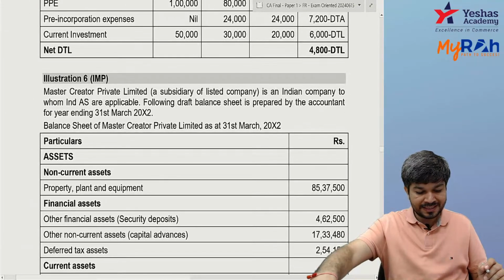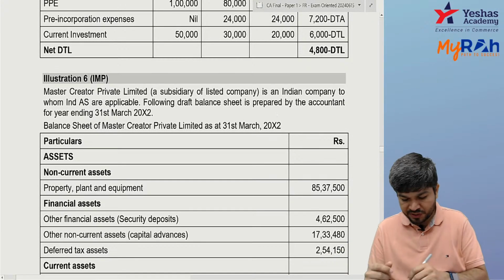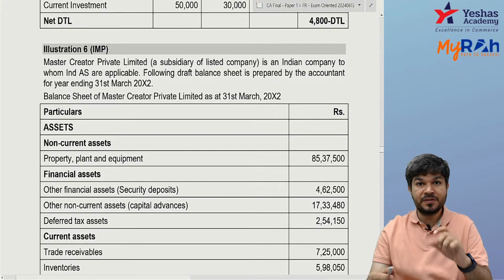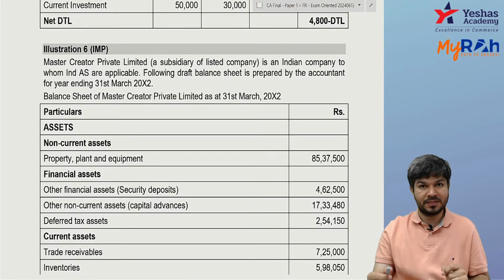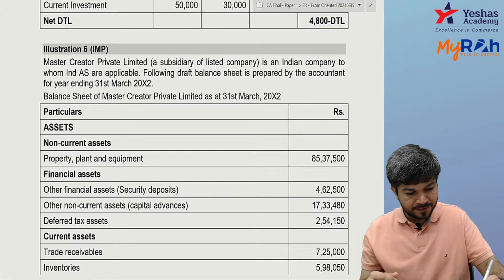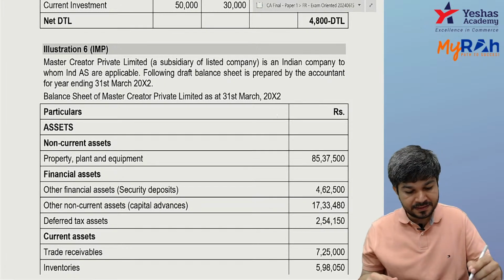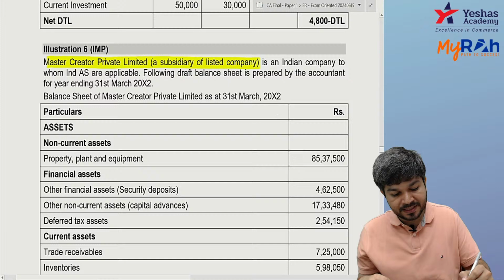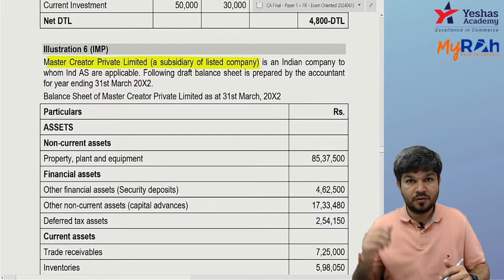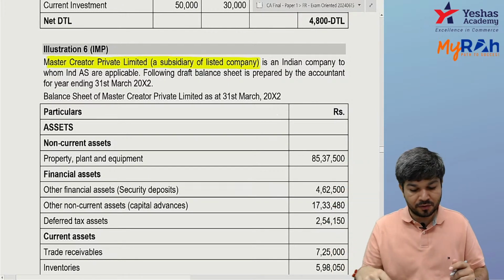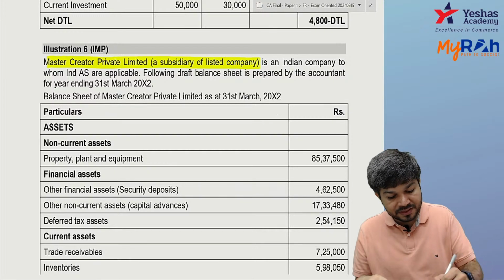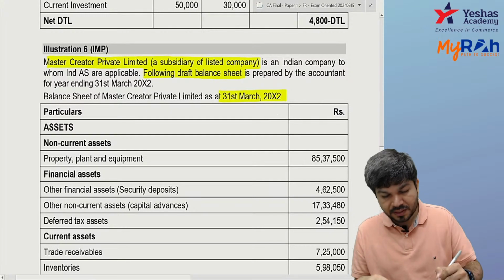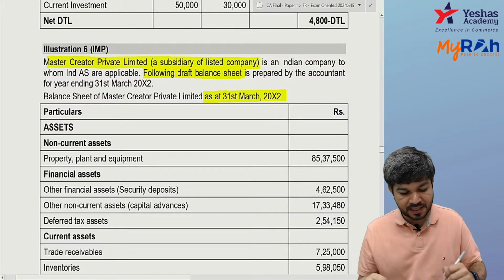Going to the next question, question 6. Please make sure that for these big questions, at least you go home and revise once. Now, Master Creators Private Limited, a subsidiary of a listed entity, so you're required to follow Ind AS. Your parent follows Ind AS, so you are also required to follow Ind AS. The following draft balance sheet is given. It is a draft balance sheet, so changes can come.